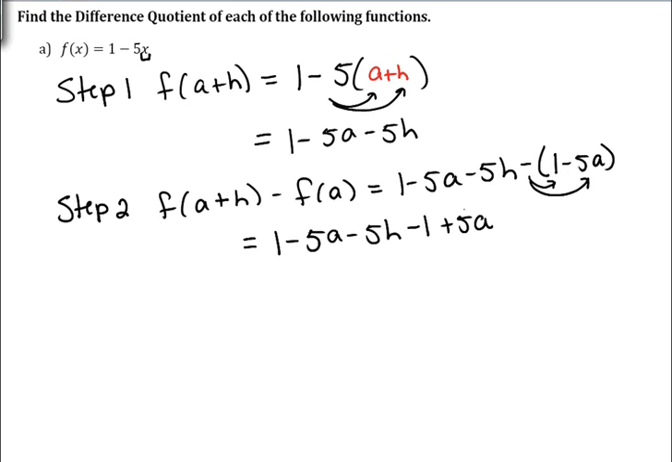After you complete this step, there should be a couple of things that will cancel out. We have a positive 1 and a negative 1, so that gives us 0. We also have a negative 5a and a positive 5a, so those also cancel. And so after this step, we're left with just a negative 5h.